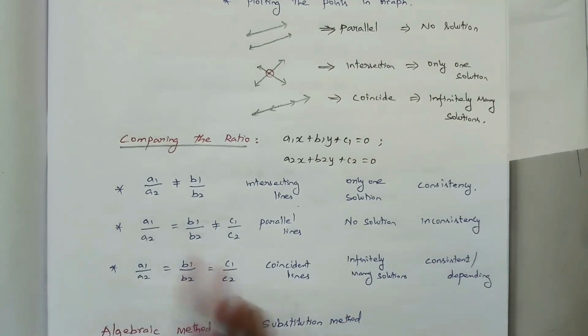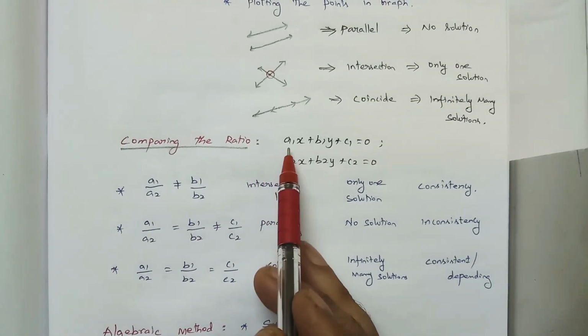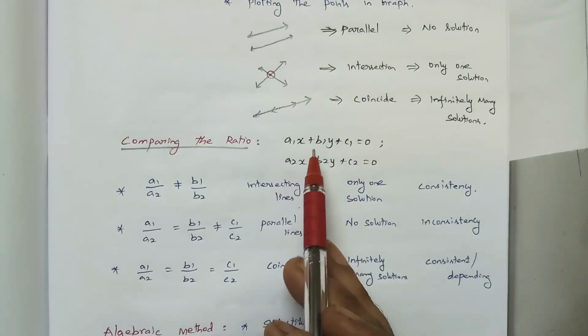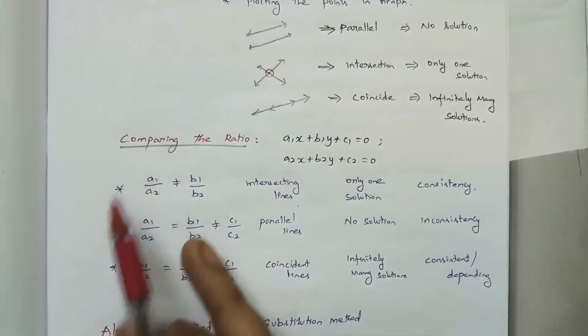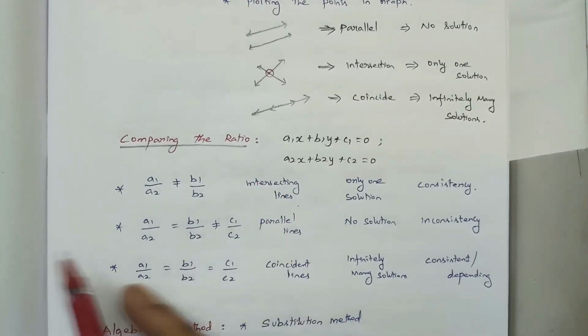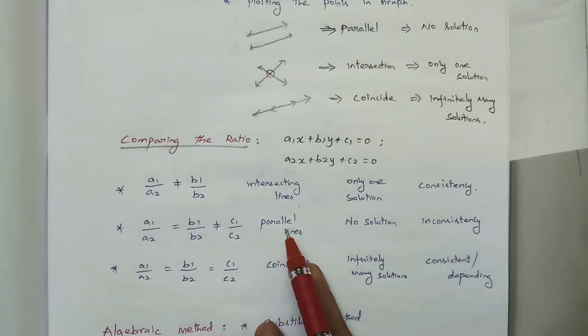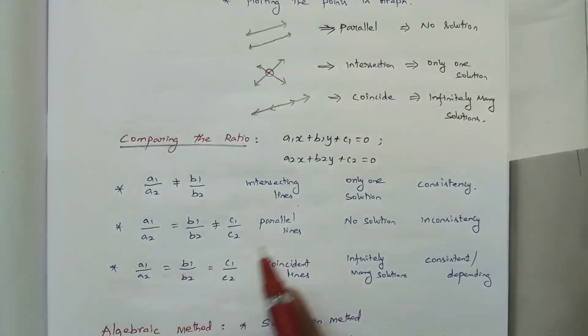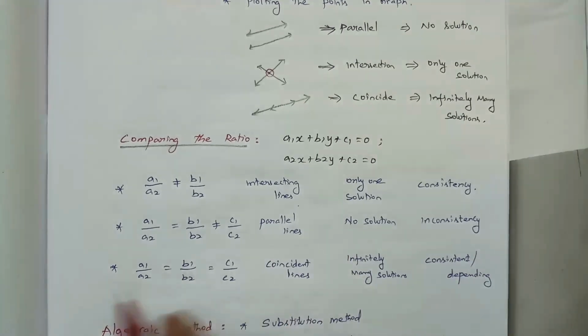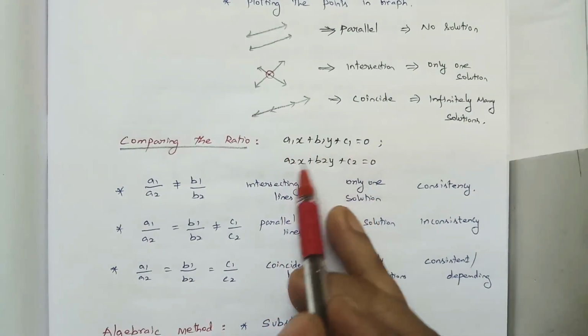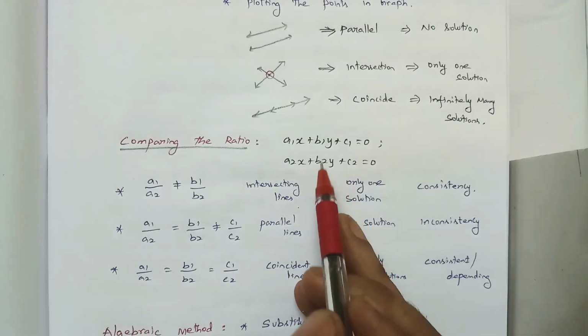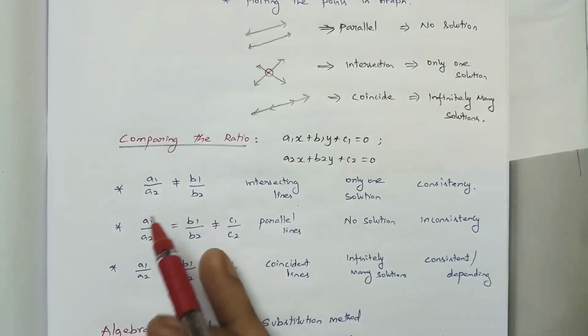We know the equations; by just taking the coefficients and comparing the ratios, we come to the conclusion of how the graph will be, or how many solutions there are. So first we have to arrange the equations in standard form. That's very important; only then can we compare.